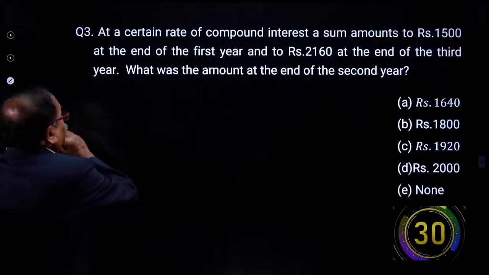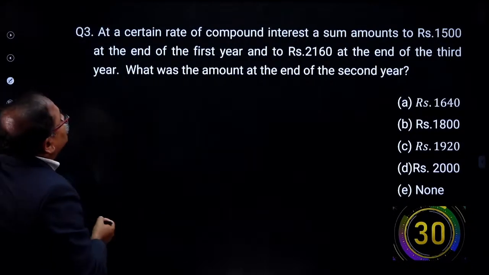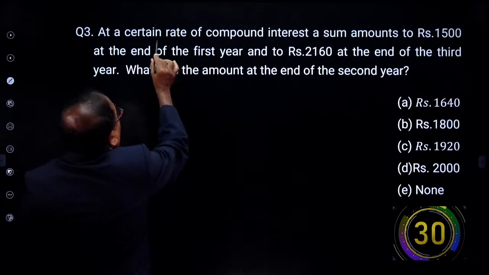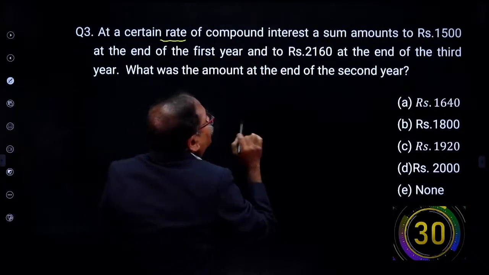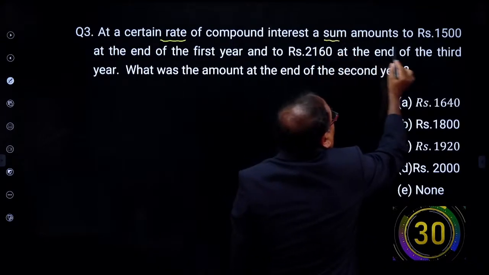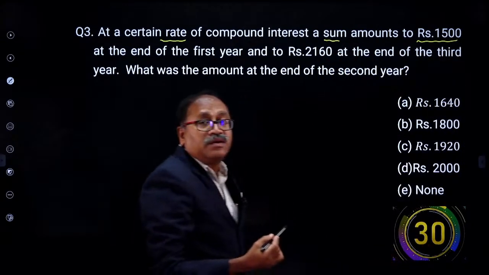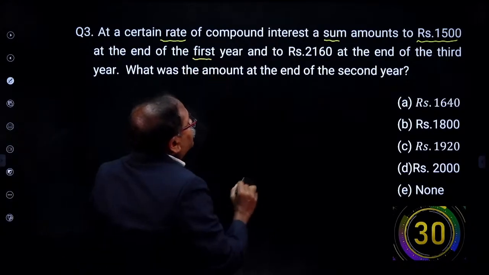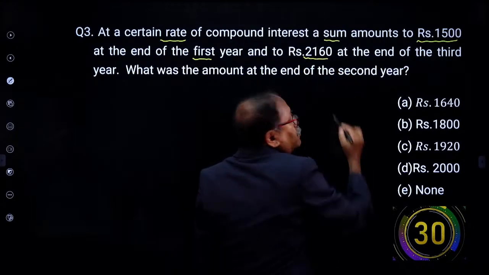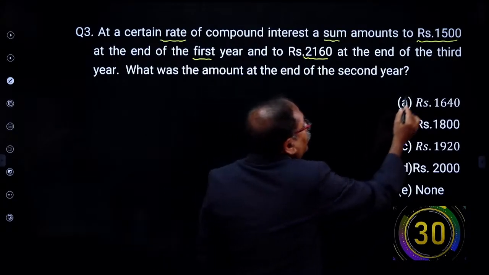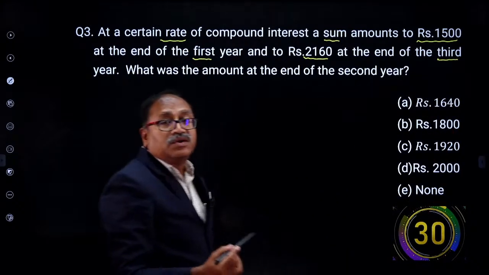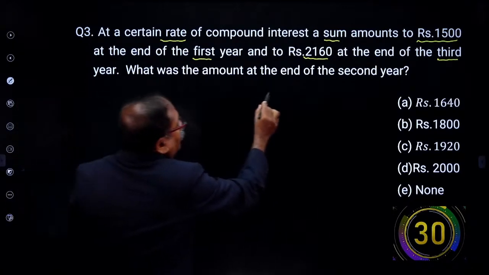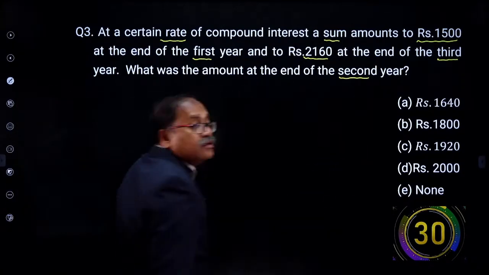Look at the question here. This question is about, again, compound interest. At a certain rate of compound interest, a sum amounts to rupees 1,500 at the end of the first year, and rupees 2,160 at the end of the third year. So we have the amount of the first year and the amount of the third year. Now what is the question? What is the amount at the end of the second year?